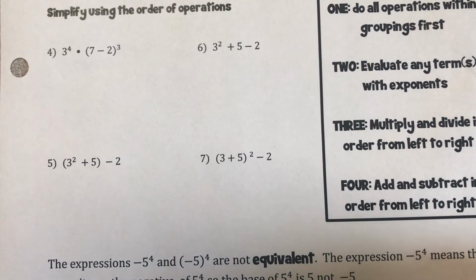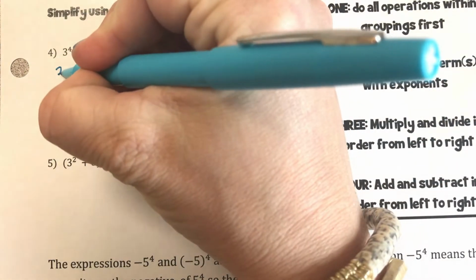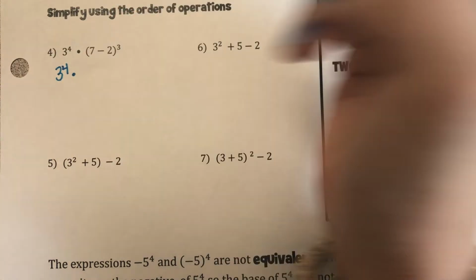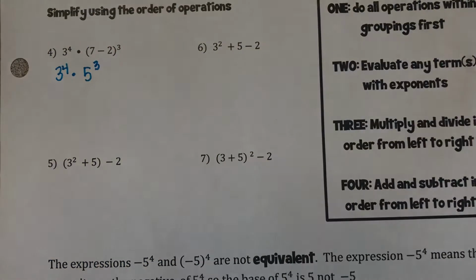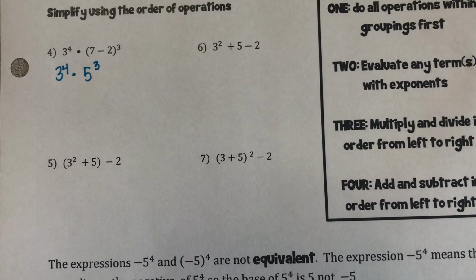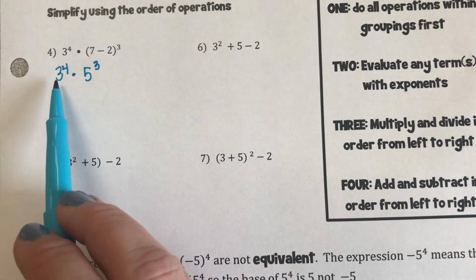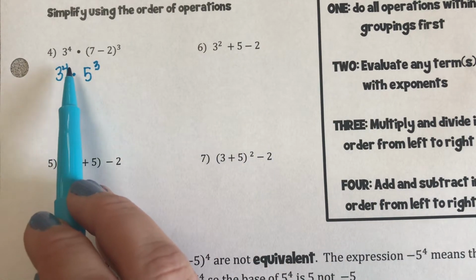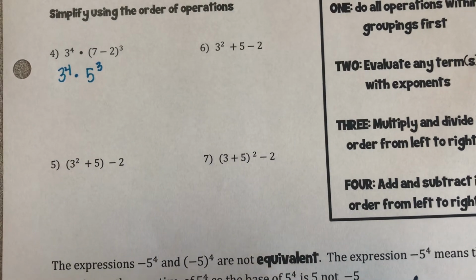Okay, so let's look at number 4. So according to PEMDAS, first thing we're going to do is anything that's in parentheses or other grouping symbols. So that is 7 minus 2, which is 5. Okay, so I did within that parentheses first, 7 minus 2 is 5. So the next thing is evaluate any terms with exponents. So I have 3 to the 4th power. So I need to figure out, well, what is 3 to the 4th power?